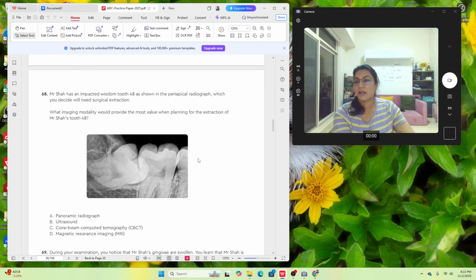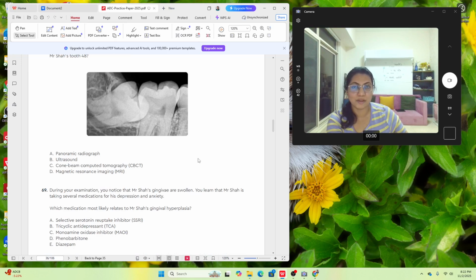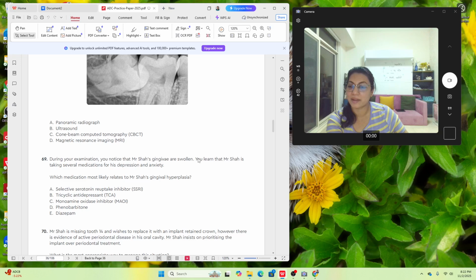Now, Mr. Shah has impacted wisdom tooth 4/8 as shown in the periapical radiograph, which you decide will need surgical extraction. Surgical. What imaging modality would provide the most valuable information when planning for extraction of Mr. Shah's 4/8? CBCT. Hands down CBCT. Don't even think of other options. This is bone and tooth related, CBCT, not MRI.